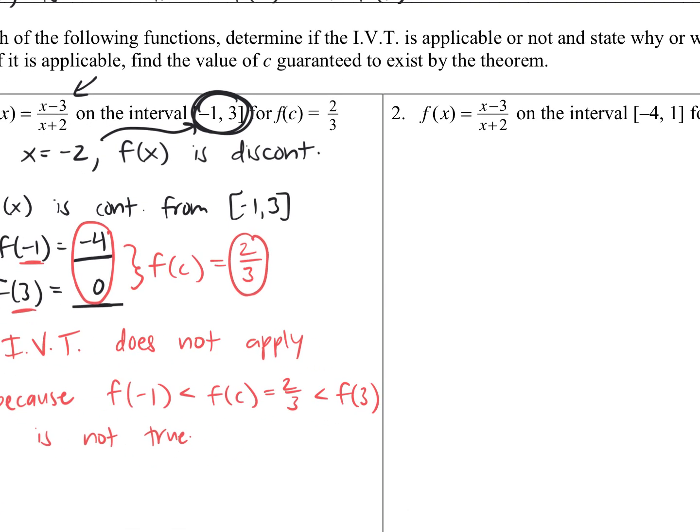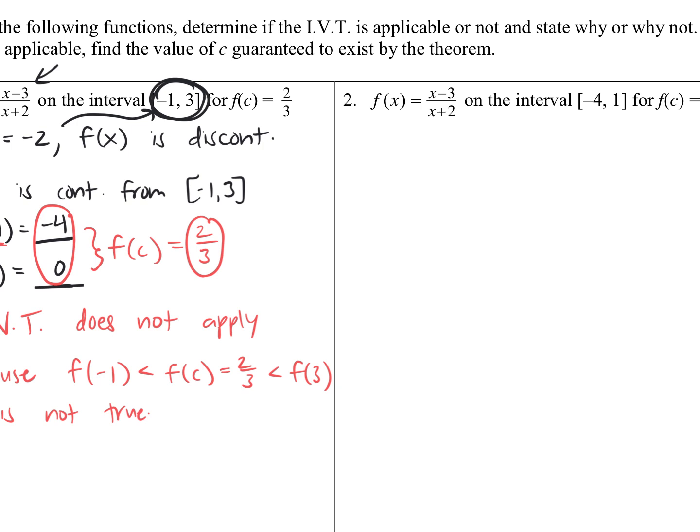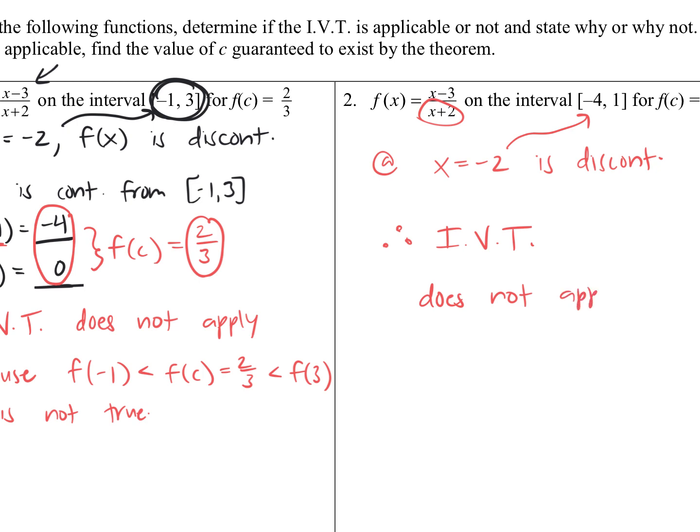All right, and then number 2 here. Number 2 is the exact same question except for what's different? The interval, okay? So the same thing happens, right? On this function at -2, it is discontinuous. So since now our interval is different, is this function continuous on the interval from -4 to 1? No. So we can go ahead and say, therefore, the intermediate value theorem does not apply, because our function is not continuous.